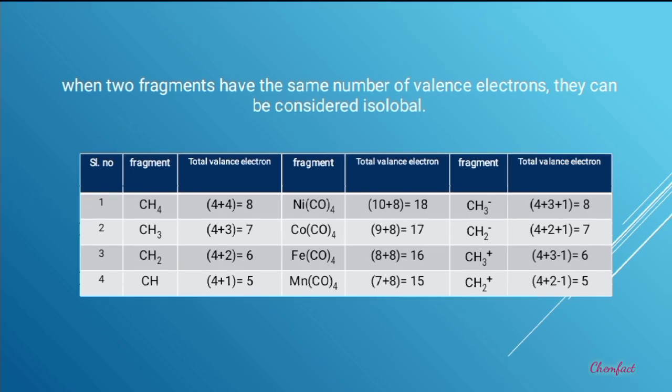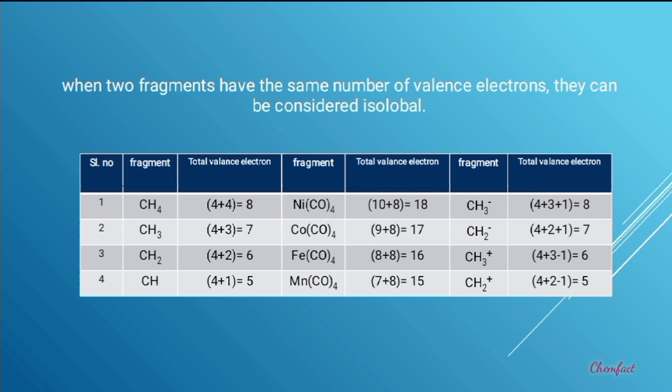We can tell that if two fragments have the same number of valence electrons, they can be considered as isolobal, and this can be easily seen from the table. In CH4, carbon has 4 valence electrons and each hydrogen carries 1. So 4 hydrogens carry a total of 4 electrons, and the CH4 unit has a total of 4 plus 4 equal to 8 valence electrons.